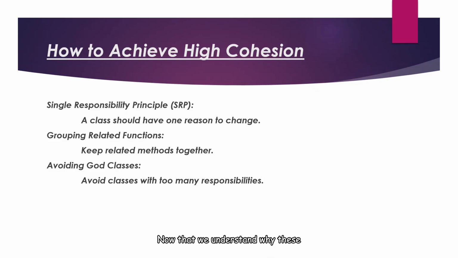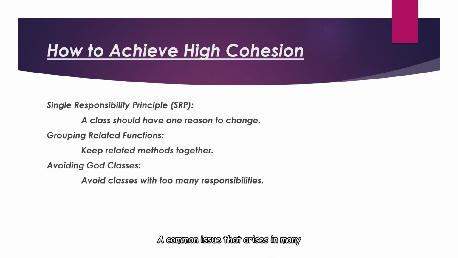Now that we understand why these principles matter, let's discuss how to achieve high cohesion. The key here is to ensure that a class or module has a single, well-defined responsibility. One of the most effective ways to achieve high cohesion is by following the single responsibility principle. According to SRP, a class should have only one reason to change, meaning it should only be responsible for one task. For example, a class that handles user authentication should not also be responsible for user data or sending notifications. By keeping the responsibilities well defined, you improve the clarity and focus of your code.